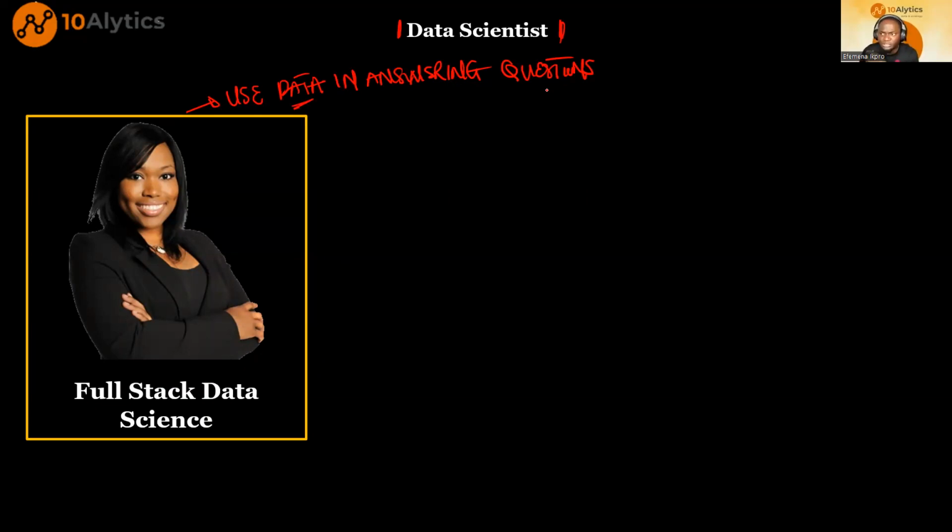Now you'll be asking yourself, what kind of questions is the data scientist answering? Very simple. I will explain it now. They're going to be answering three critical questions. They'll use data to answer three questions. The first question they'll be using data to answer is: what happened?